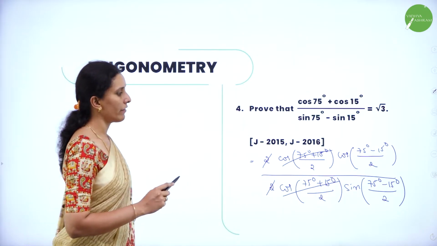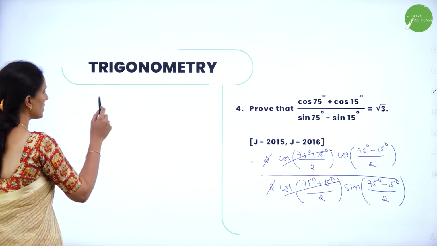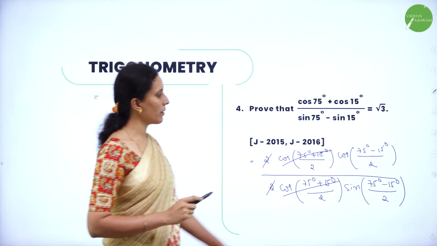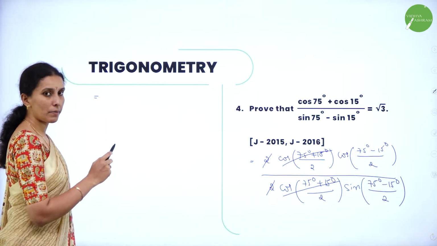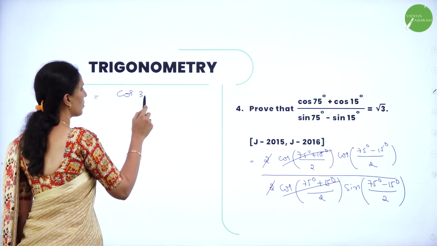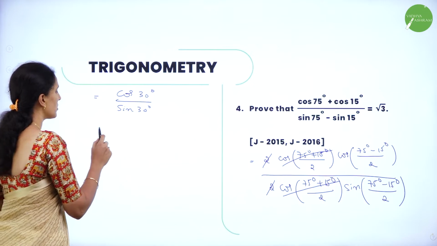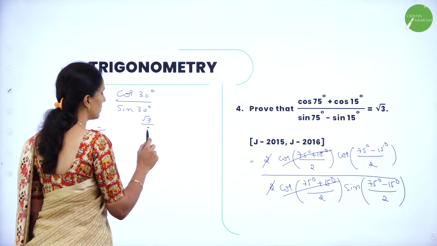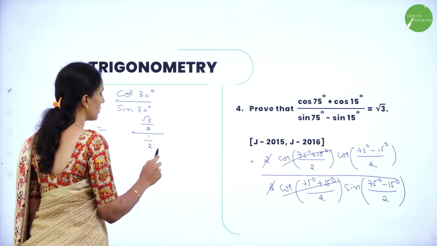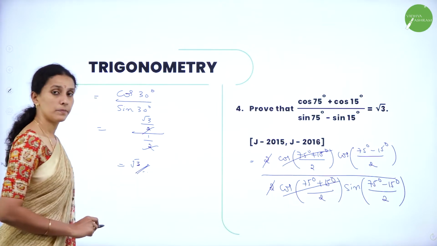We have cos (75-15)/2 over sin (75-15)/2, where 75 minus 15 is nothing but 60 degree, and 60 by 2 is 30 degree. So cos 30 degree divided by sin 30 degree, which is equal to: cos 30 degree is root 3 by 2, sin 30 degree is 1 by 2, the 2 gets cancelled. Hence the value is equal to root 3.